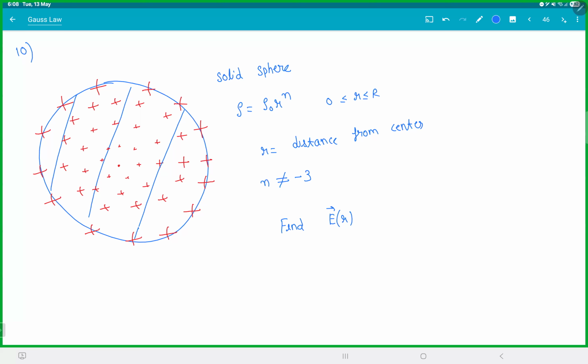It's not a cylinder, it's a solid sphere. That is wrong. How are you finding the charge inside? The charge inside is changing with every small r. You just can't say rho into volume is the answer. Are you taking charge equal to rho into volume directly? Rho is changing. How are you taking that?